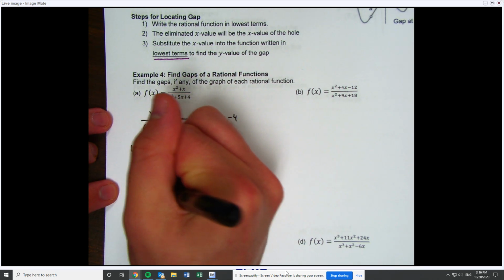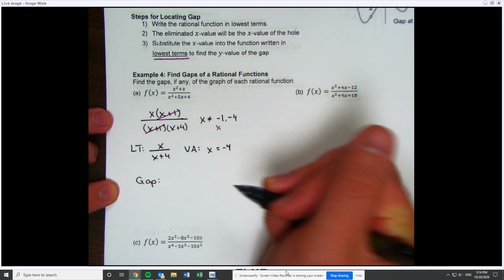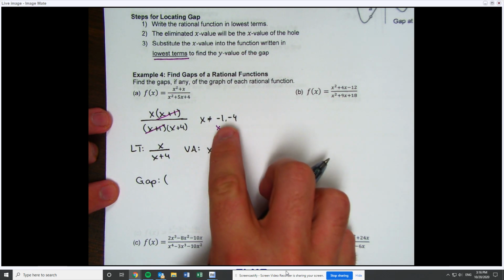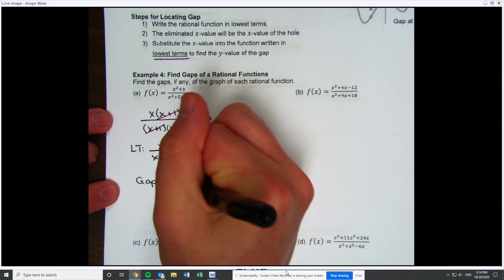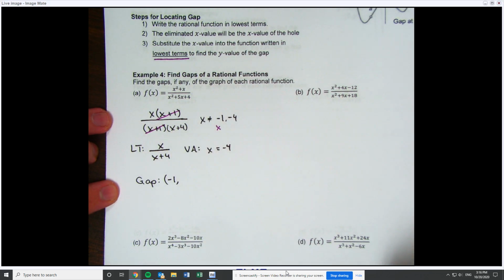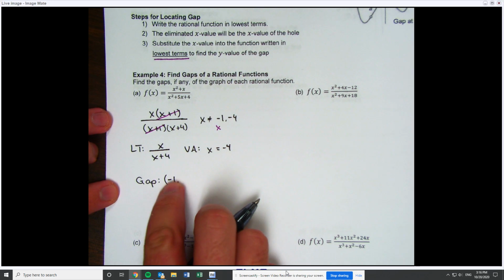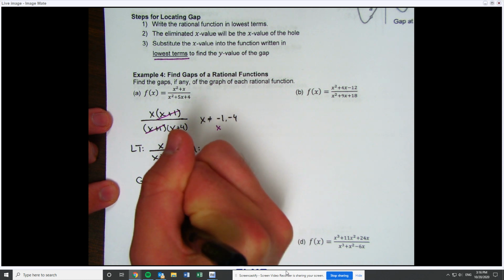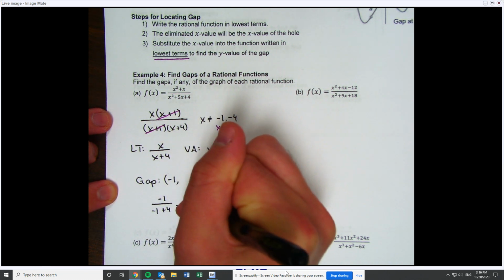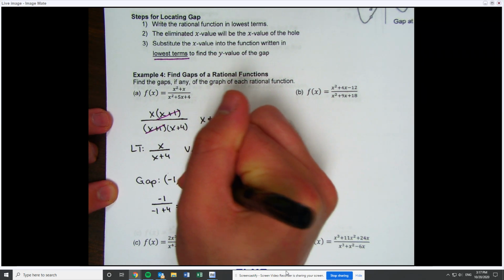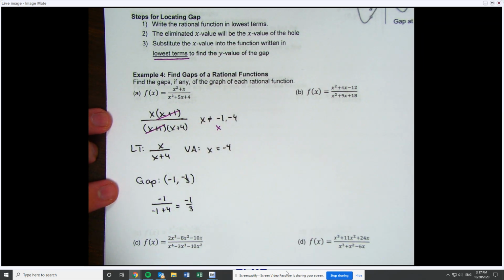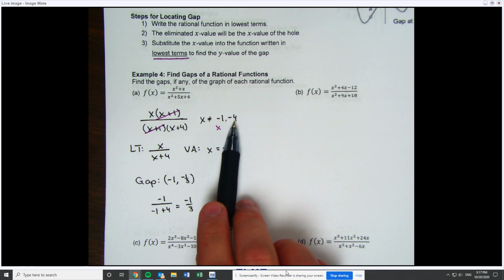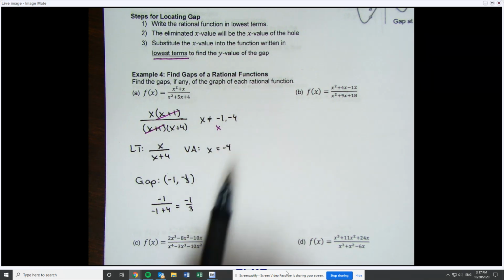Now for the gap. For the gap, the x value is the value that got removed up here. So -1. To find the corresponding y value, we're going to take this -1 and substitute it into the lowest terms. So I have -1 over -1 plus 4. That gives me -1 over 3. It's done. That is the gap. Nothing else to do. So anything that doesn't get eliminated from the domain is a vertical asymptote. Whatever does get eliminated becomes a gap. And you're done. There's nothing else to do.